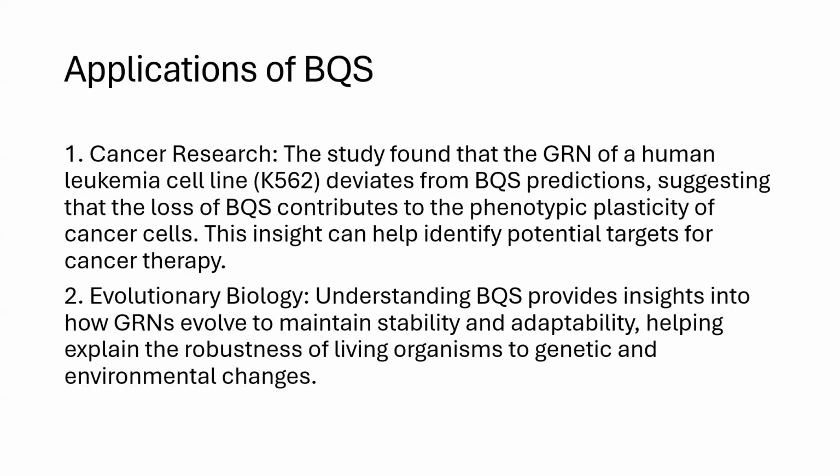Nevertheless, when we try to understand when BQSs go wrong, aberrant GRNs, okay, then the study found that the GRN of a human leukemia cell line deviates from BQS predictions. Okay, leukemia is deadly. Sounds like selection to me. Evolutionary biology, understanding BQS provides insights into how GRNs evolved to maintain stability and adaptability. There it is again. No, BQS is evidence of the loss of those networks that did not have stability and adaptability. By definition, it's not in order to.